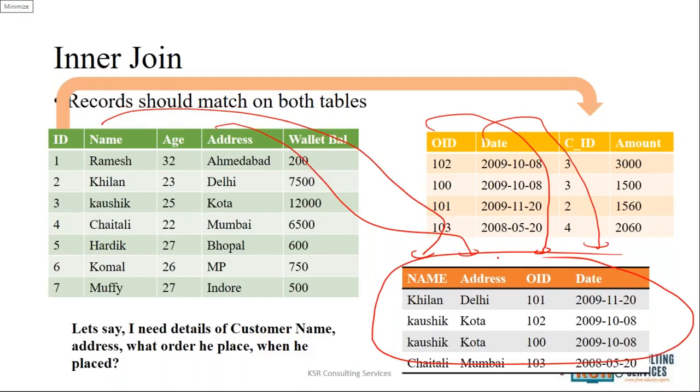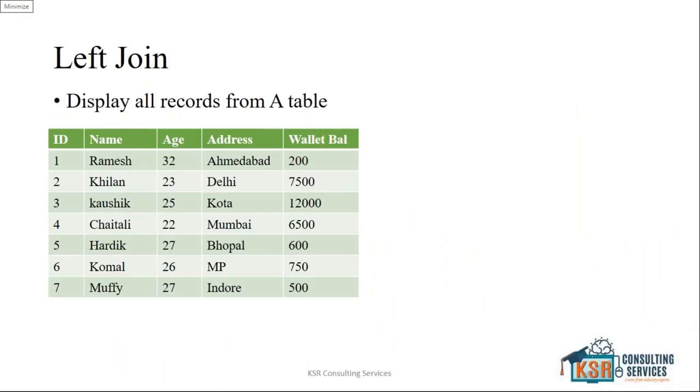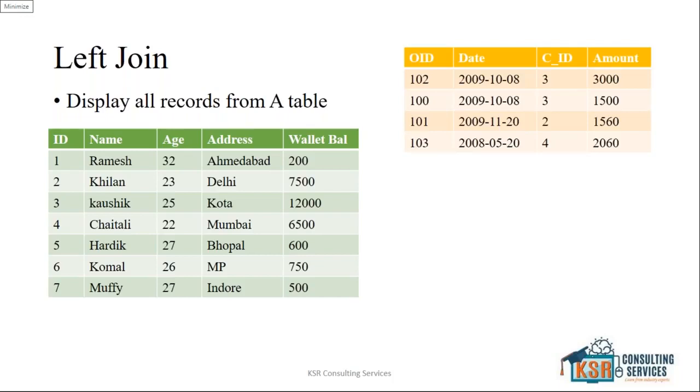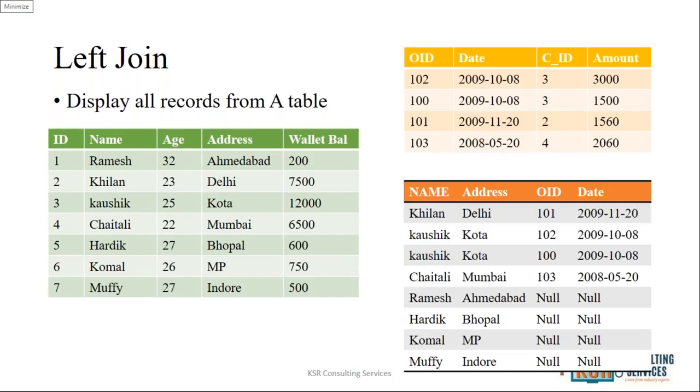Okay, now to solve this, we'll go with one more join. I'll come back to inner join and explain in detail, but now we will see what is left join. What is left join? The left join definition says you want to display all the records from table A, and this is table B. Whoever has purchased, the resulting table will be like this.